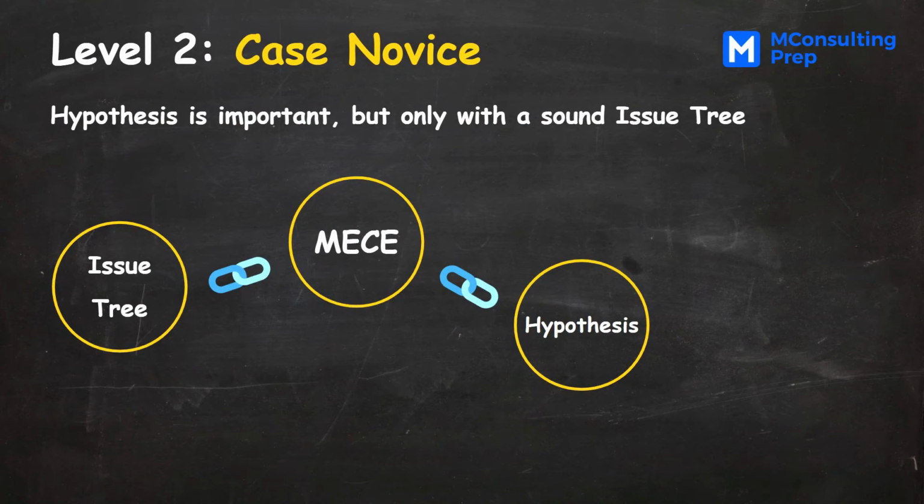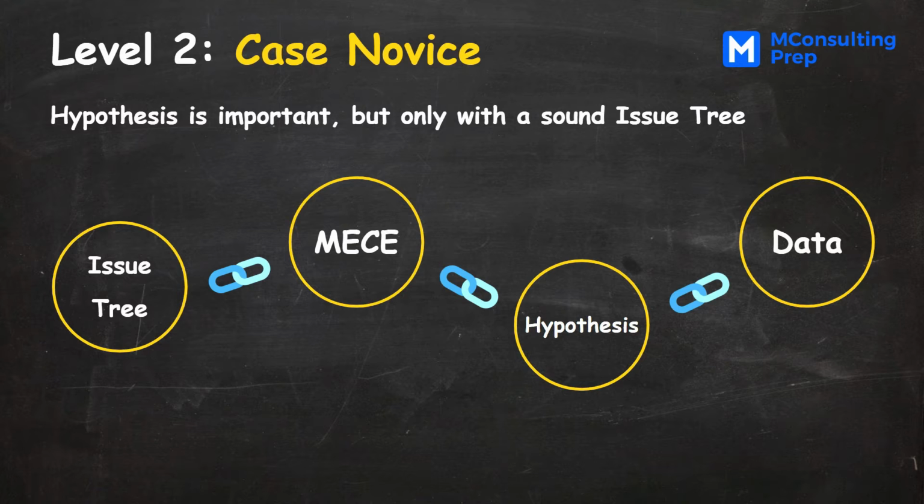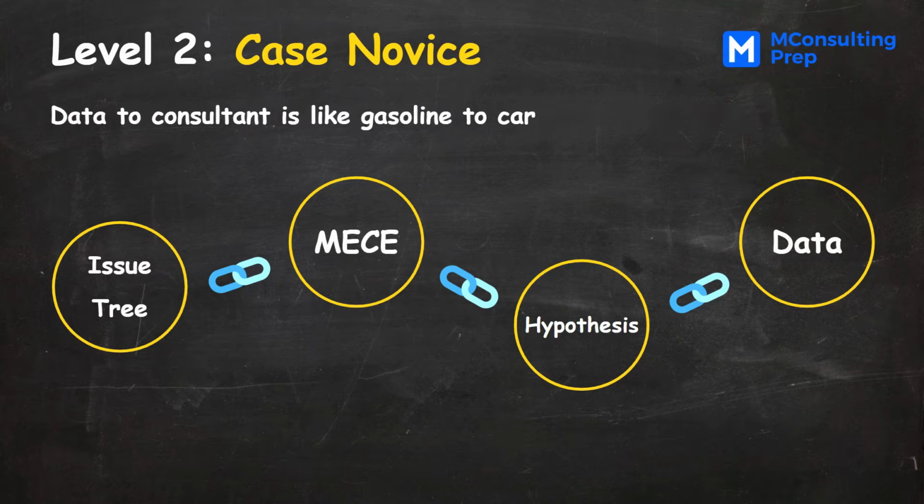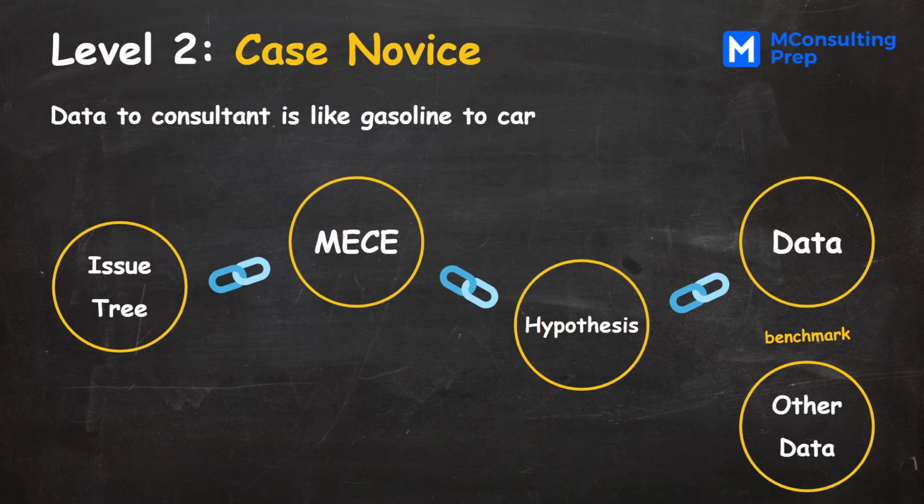To test a branch, we use data, lots of it. Without data, we consultants are just stuck with a beautiful issue tree without anywhere to go. Data to consultants is like gasoline to cars. The problem-solving engine needs it to run and go forward. To shed meaning into the data, we use benchmarks to compare the data against.